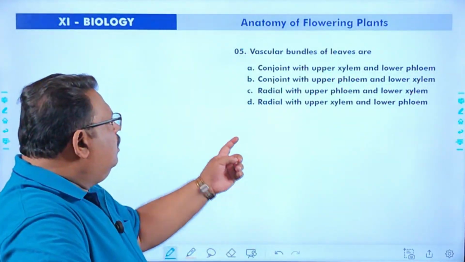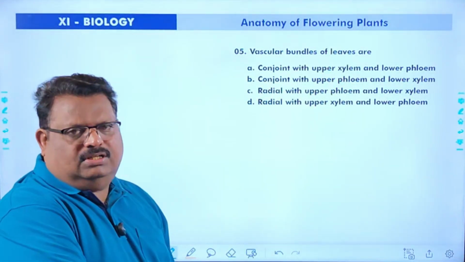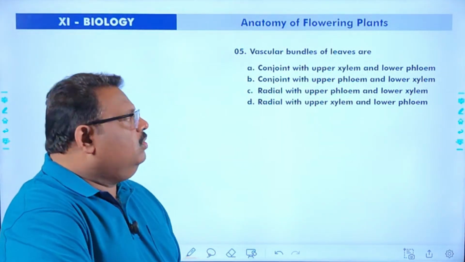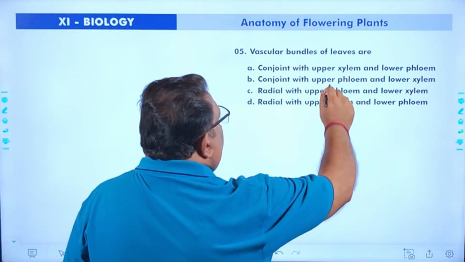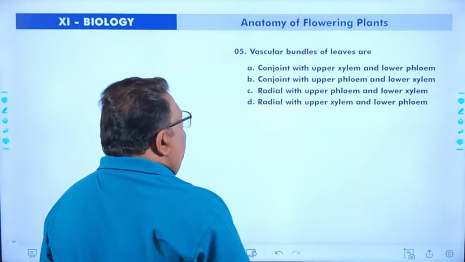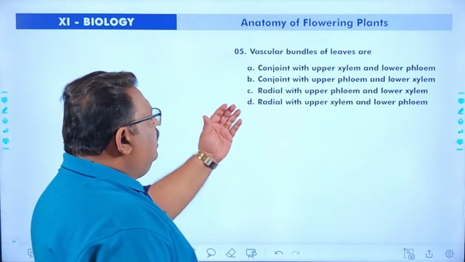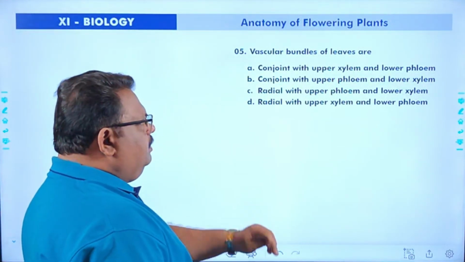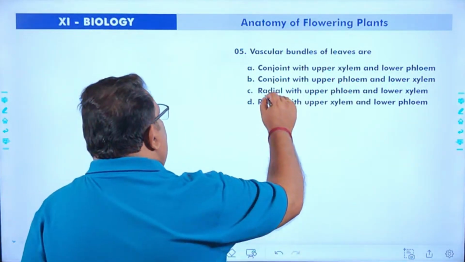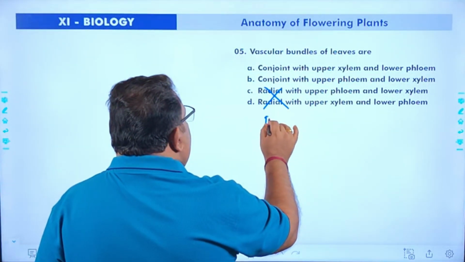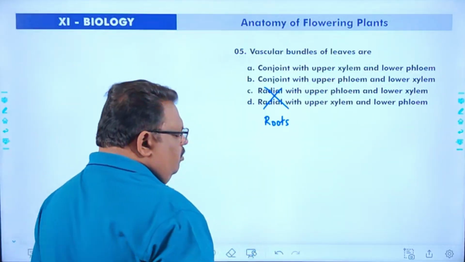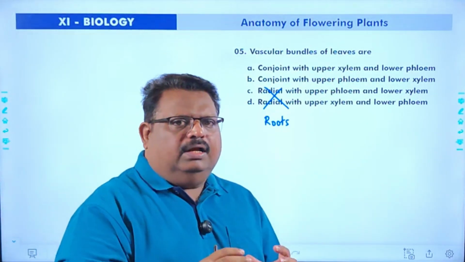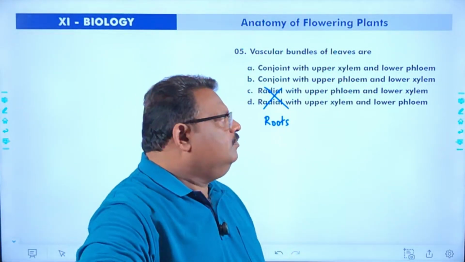The next one, vascular bundles of leaves, irrespective of dicot leaves or monocot leaves, the vascular bundles of leaves are conjoined with upper xylem, lower phloem, conjoined with upper phloem, lower xylem, radial with upper phloem, lower xylem, radial with upper xylem, lower phloem. They are not radial. Radial vascular bundles are present only in roots. So they are conjoined. Conjoined means both xylem and phloem, the tissues are seen inside the same bundle.